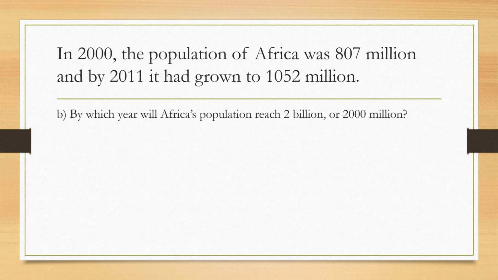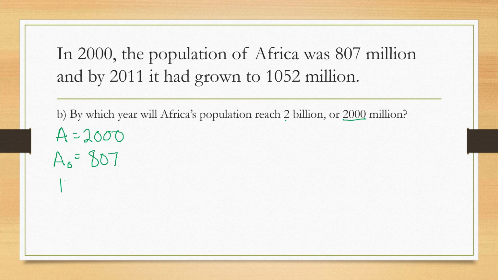So now that we have found that formula, we can use that to answer another question. And this one is, by which year will Africa's population reach 2 billion, or we're going to use 2,000 million. So our ending is going to be 2,000 million. And once again, our beginning is going to be the 807 that they had in 2000.